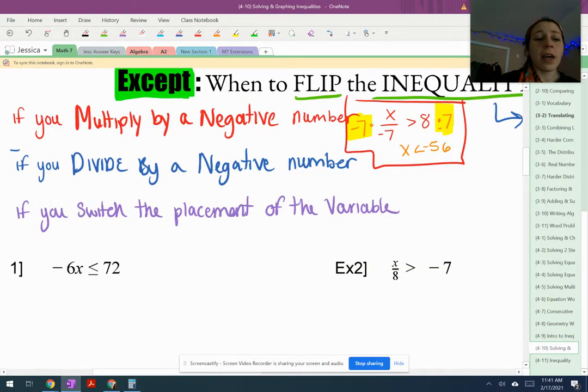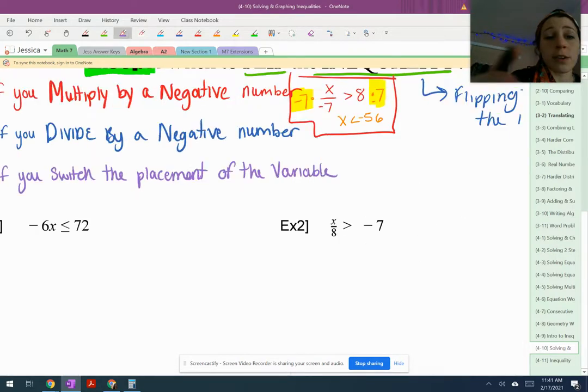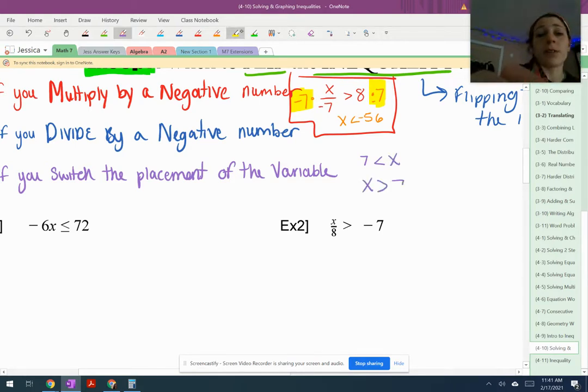And then here, this last one, switching the placement of the variable. For example, if the number is on the left-hand side and not the variable, and I want to switch them, I have to flip the placement, or flip the inequality there.